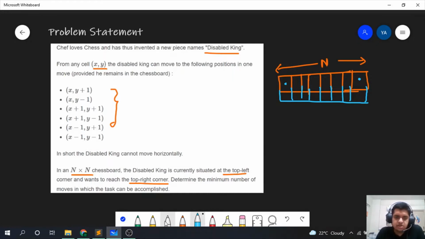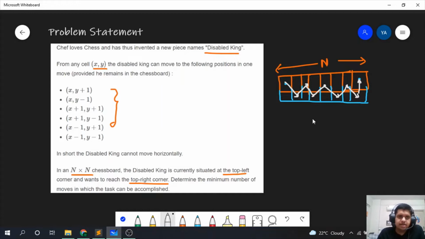How will the king move? First he will go over here, then over here, over here, over here, over here, right? So this is how the king will move over here and straight. How many moves? 1, 2, 3, 4, 5, 6, 7, 8. So in 8 moves, he was able to reach his target, right?